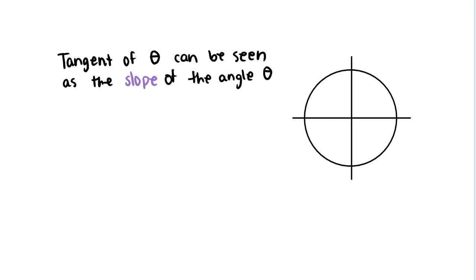And so for example, if I draw out some angle theta, it's going to meet with this circle at some point. Maybe I'll label this point (x, y).